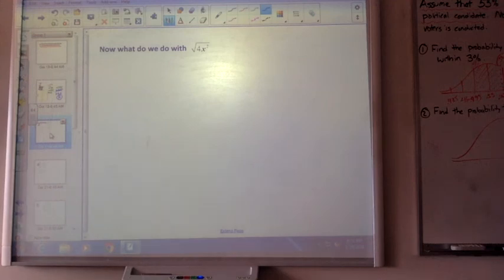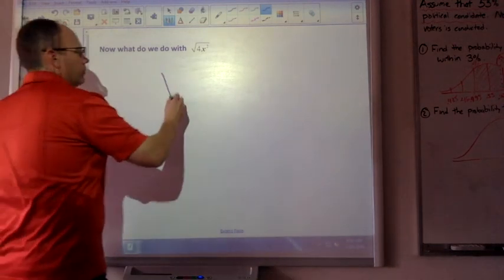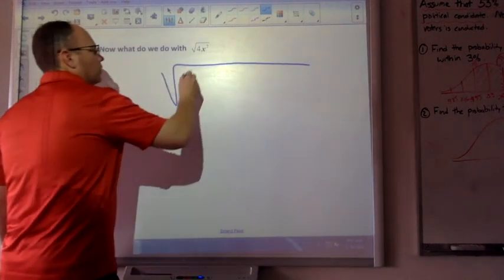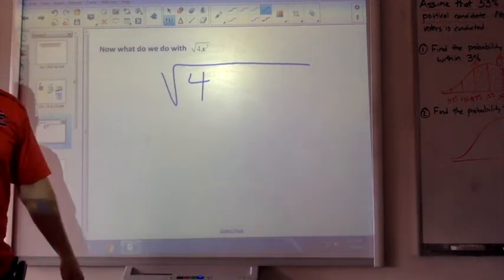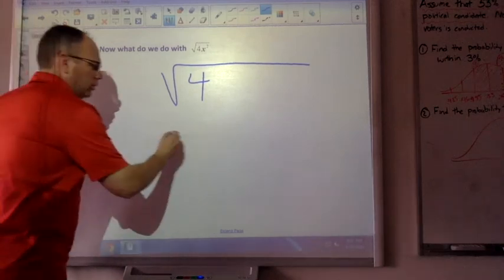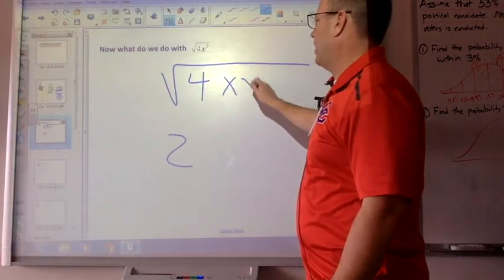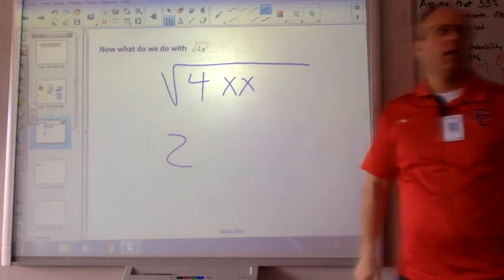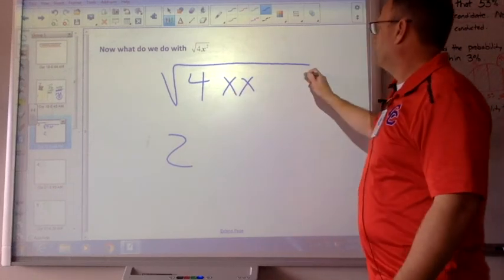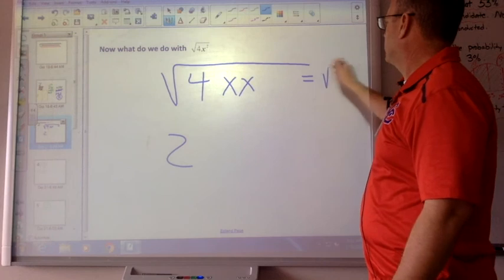I have the square root of 4x squared. So let's talk about what this is. Square root of 4. You guys know what the square root of 4 is? 2. You feel comfortable with that? X squared is the same thing as x times x. Do you agree with that? Okay, so let's think about what this is.